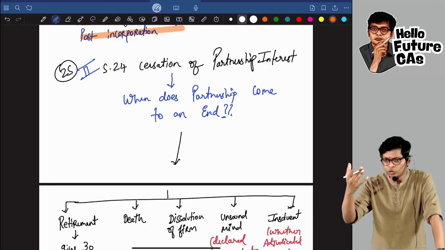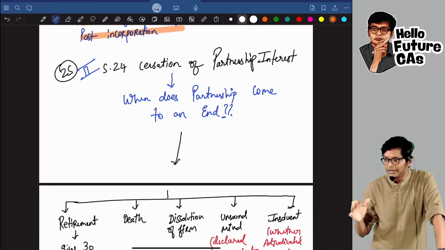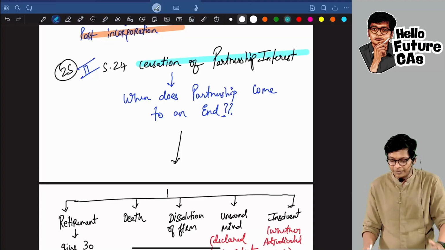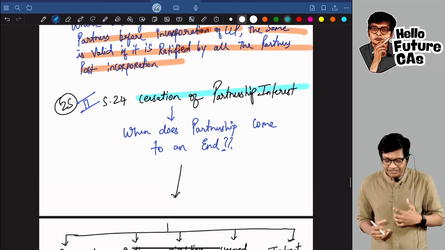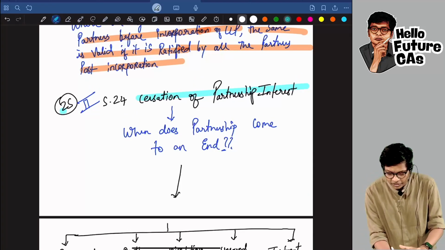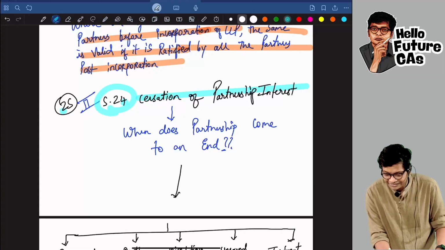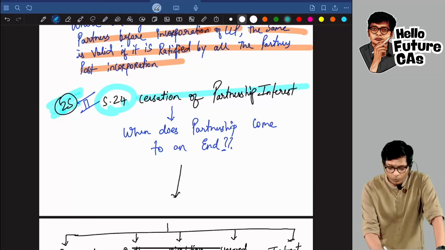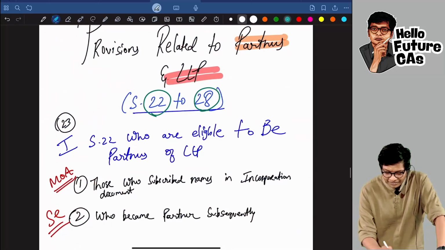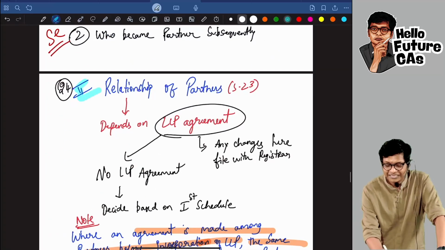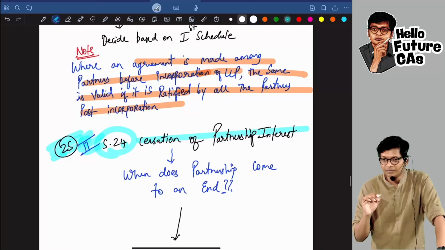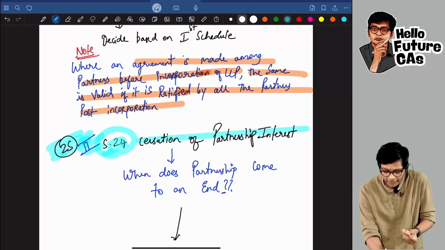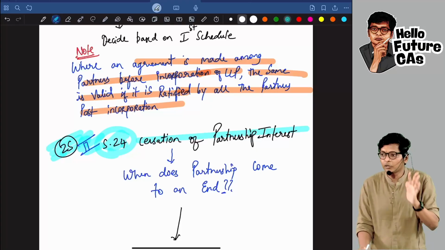I will tell you which are the important ones. The previous two were never tested in Foundation, never tested in Inter. Now, cessation of partnership interest is important. Okay. Sir, what is this, 25, 24? Don't get confused. 24 is the section number. 25 is our concept number in our reference. Are you following, guys? What is this Roman number? Within partners, first concept in partners, second concept in partners, third concept in partners, rest for our reference. Remember 24 as the section number. Don't remember 25, the concept number.